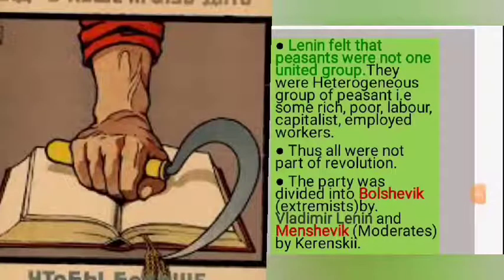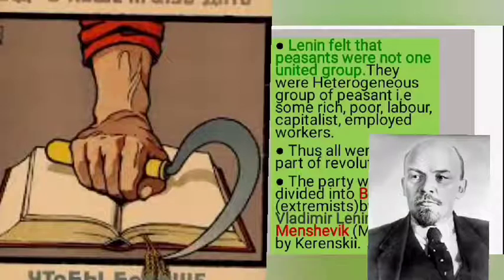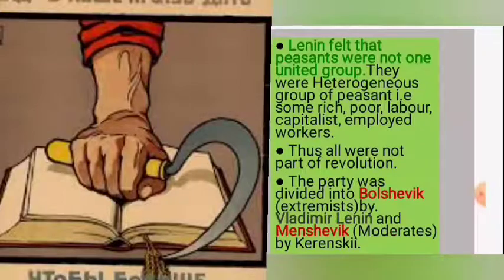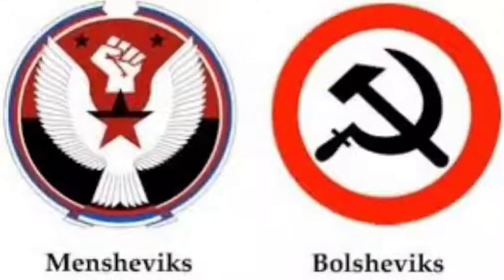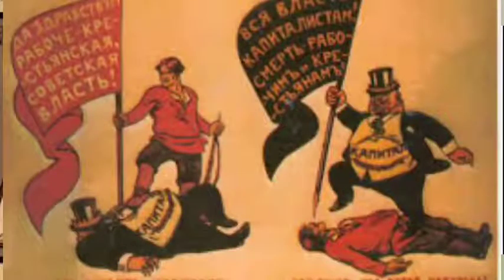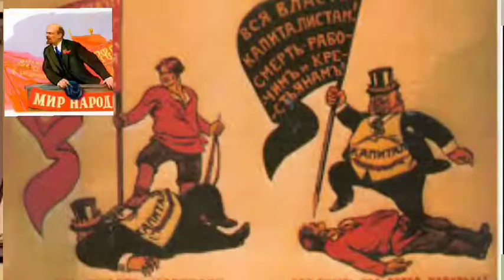Socialists believe in collectivization. But Lenin felt that the peasants were not one united group. They were a heterogeneous group of peasants. That is, some were rich, some were poor, some were laborers, while some were capitalists and even employed several workers under them. Thus, not all were part of the revolution, as there was a heterogeneous group of peasants. The party was divided further into two groups, Bolsheviks and Mensheviks. Bolsheviks means the extremists, while Menshevik means the moderates. Bolshevik extremists were headed by Vladimir Lenin, while Mensheviks or the moderates were headed by Kerensky.